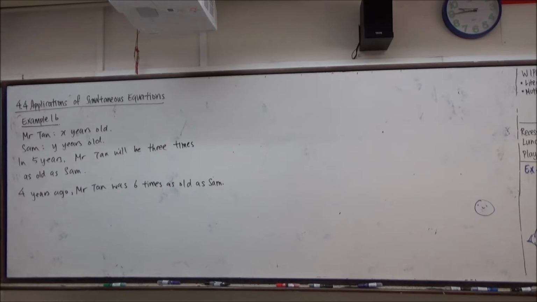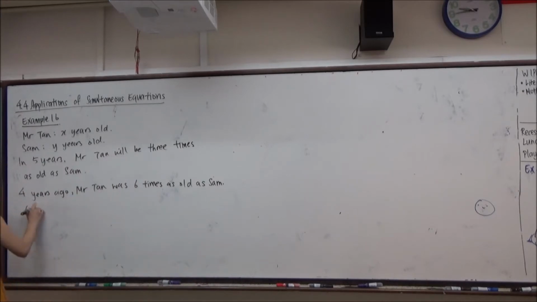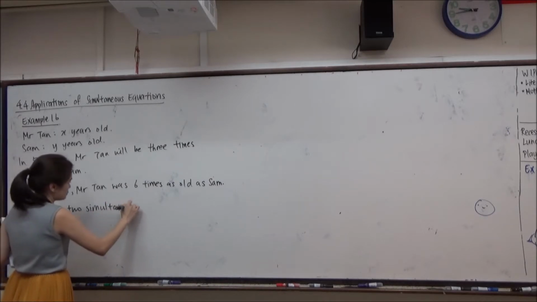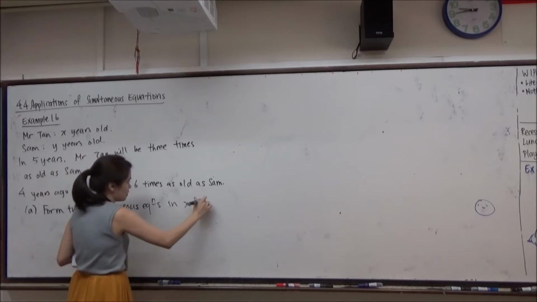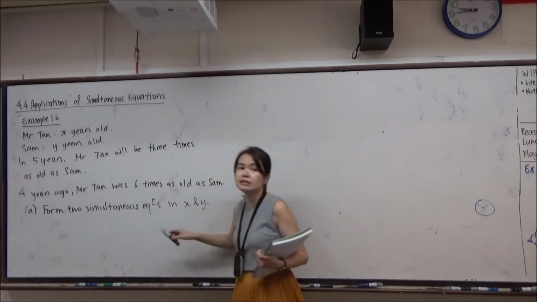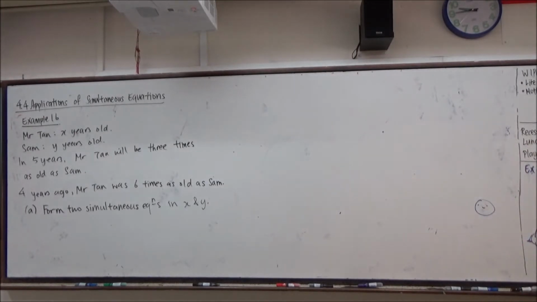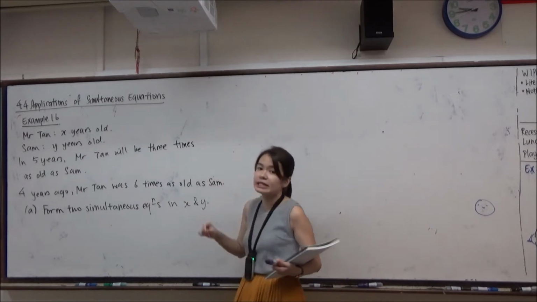Okay, so in part A, we want to form two simultaneous equations in x and y. Alright, so what this instruction means is that you need to form two equations just like what we were doing yesterday. Okay, so we form these two equations based on the information that has been given.